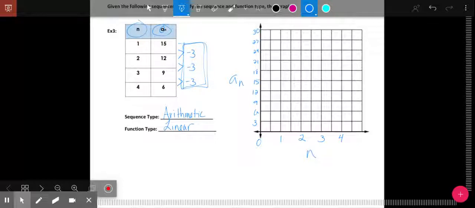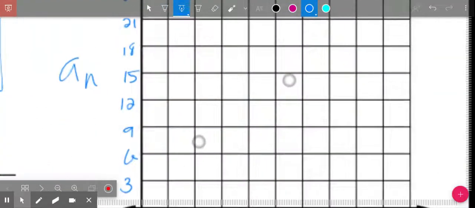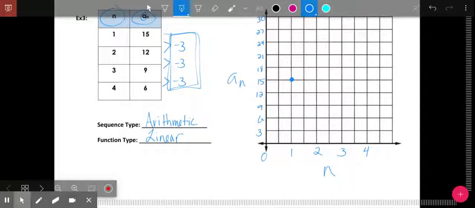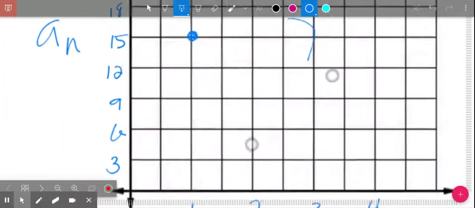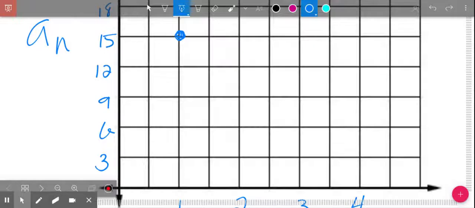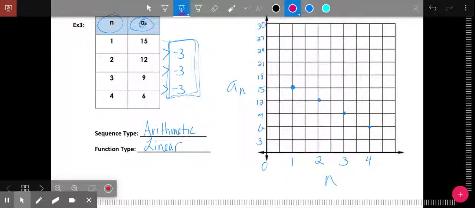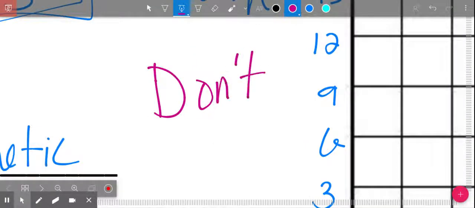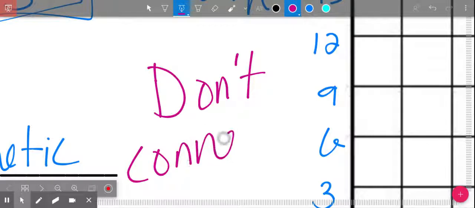All right, so my first term was 15. My second term was 12, so 2 up to 12. My third term was 9, and my fourth term was 6. Okay, and then I want everybody to write off to the side: do not connect the points.